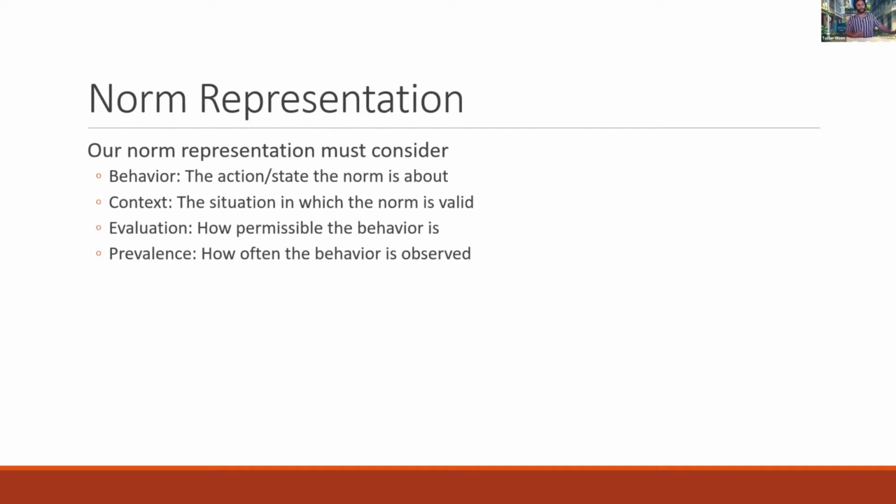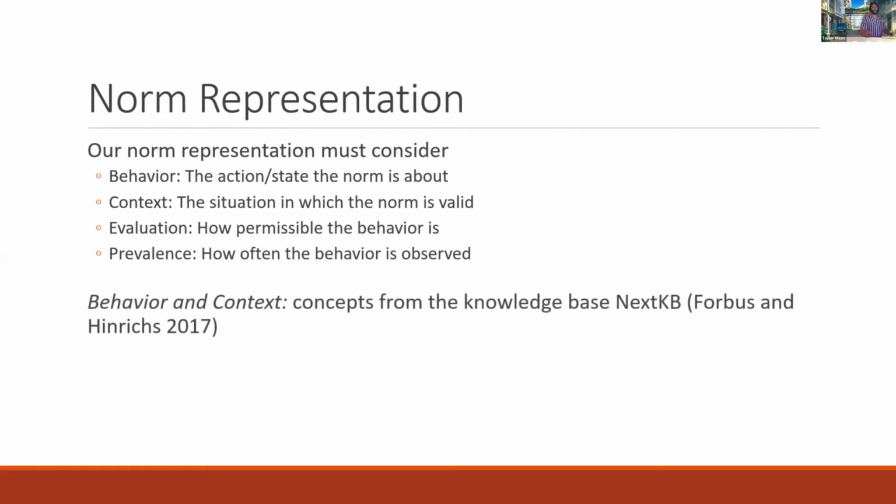So with that being said, our representation considers 4 slots: the behavior that the norm is about, the contextual preconditions, the situation in which the norm is valid, the evaluation, the second dimension, the demand dimension, how permissible that behavior is, and then the prevalence, how often the behavior is observed. For each of these slots, the behavior and context are concepts grounded in concepts from our knowledge base, NextKB.